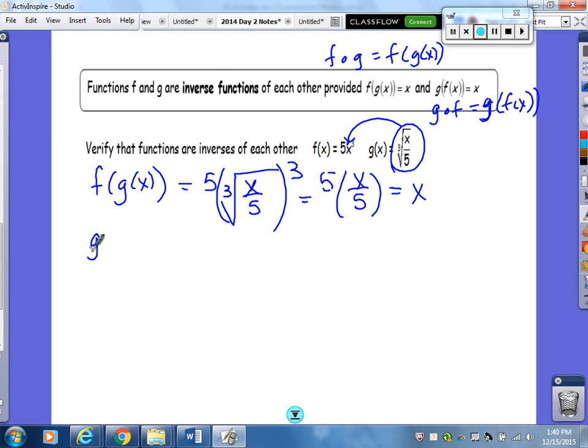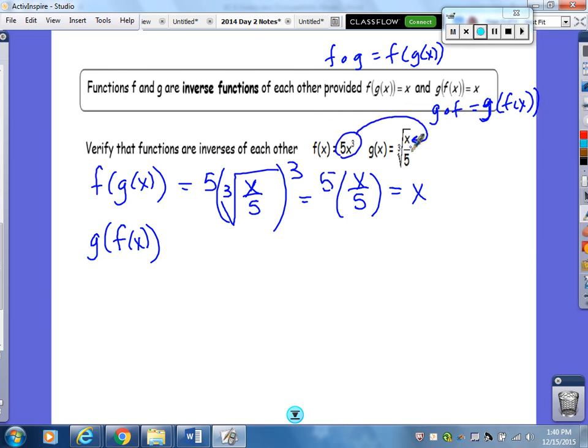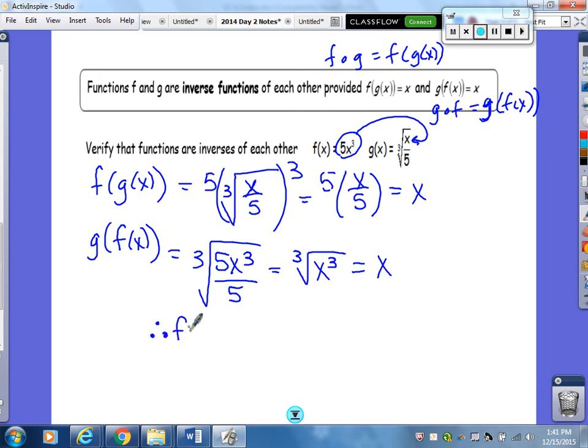So now we've got to do g of f of x. So we're going to take f of x, and we're going to plug it into that x in g of x. So we've got the cube root of 5x to the third over 5. 5 over 5 is 1, so we've got the cube root of x to the third, which just gives you x. So since both compositions equal x, we can say that therefore we've proved that f and g are inverse functions. So it's a proof.